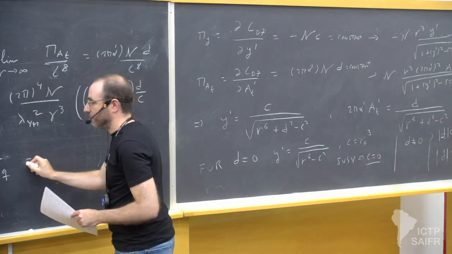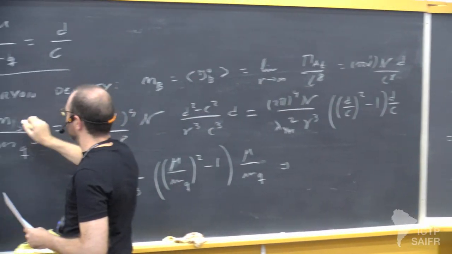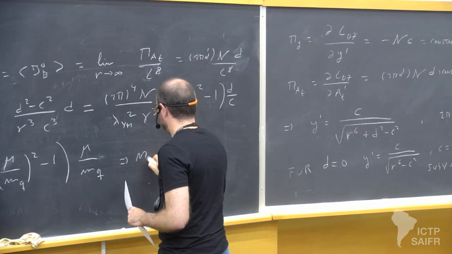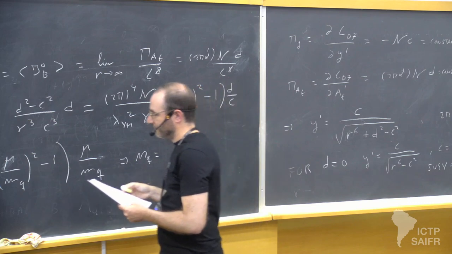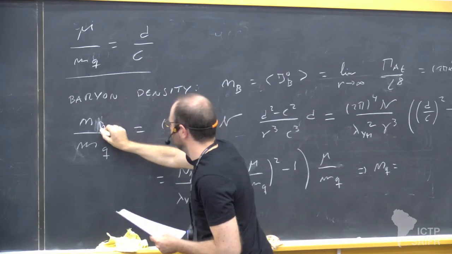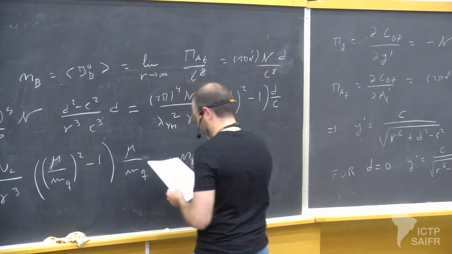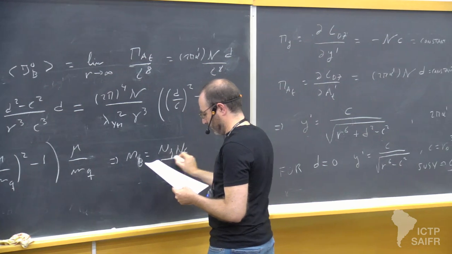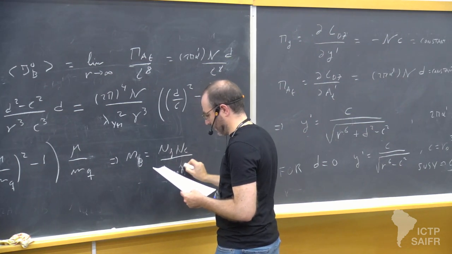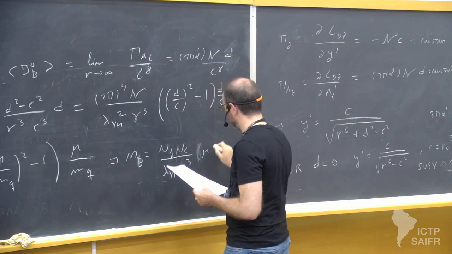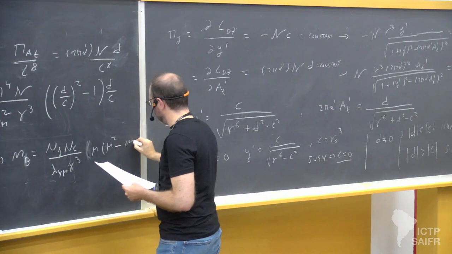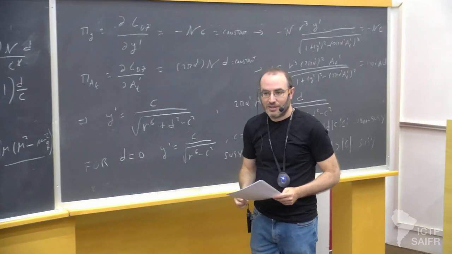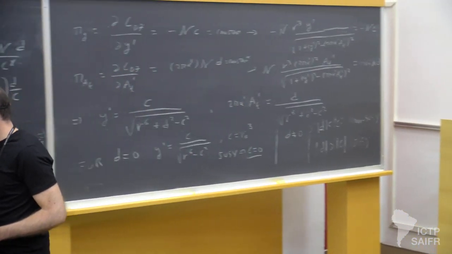Okay, so the density, sorry, this was not the baryon density, but the quark density. The quark density, well, no, it's baryon because it has the net level. So the baryon density is this thing: Nf Nc over lambda Yang-Mills gamma cube, mu, mu squared minus m_q squared. Okay? So we got the baryon density as a function of chemical potential and quark mass.